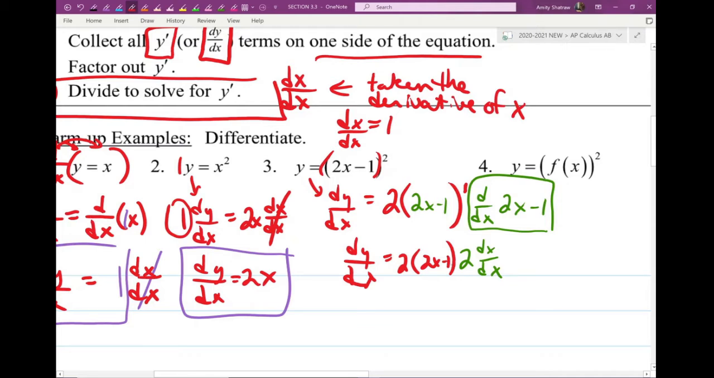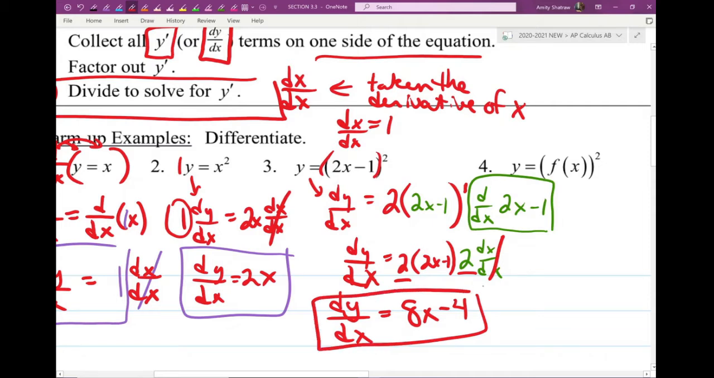And yes, I know you're mad at me already for writing down the dx dx because you knew how to take the derivative of this anyways. And why am I making it so complicated? Ready? dy dx equals 2 times 2 is 4, and 4 times 2x is 8x, and 4 times negative 1 is a negative 4. So that is going to be my answer on that.